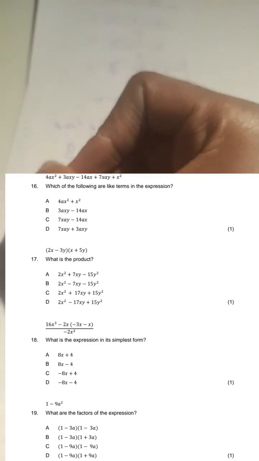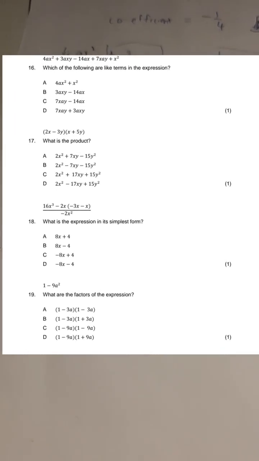Let's go to question 17, guys. Question 17. Question 17, we are given 2x minus 3y into x plus 5y. And then the question is, what is the product? So let's first analyze this. When they say what is the product, product means multiply.